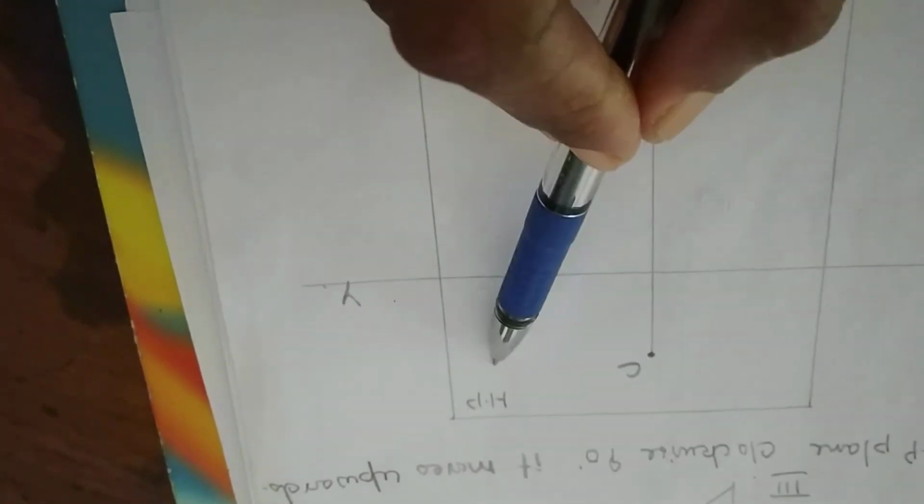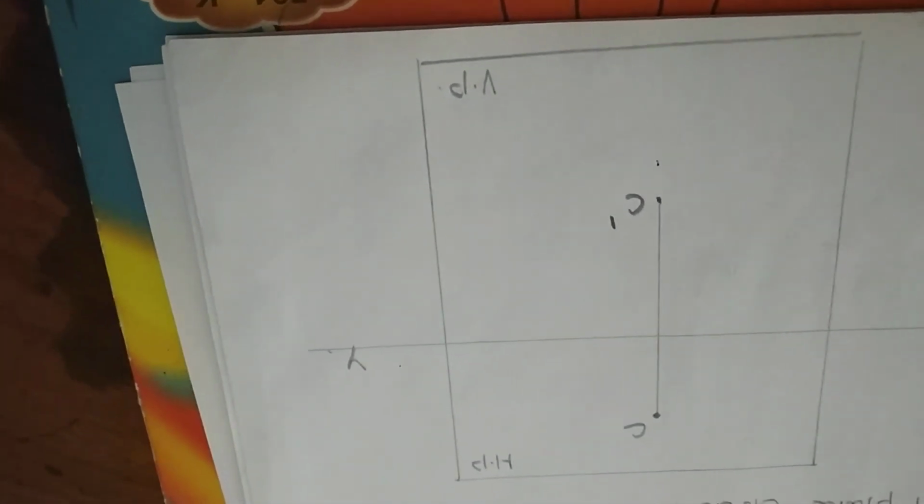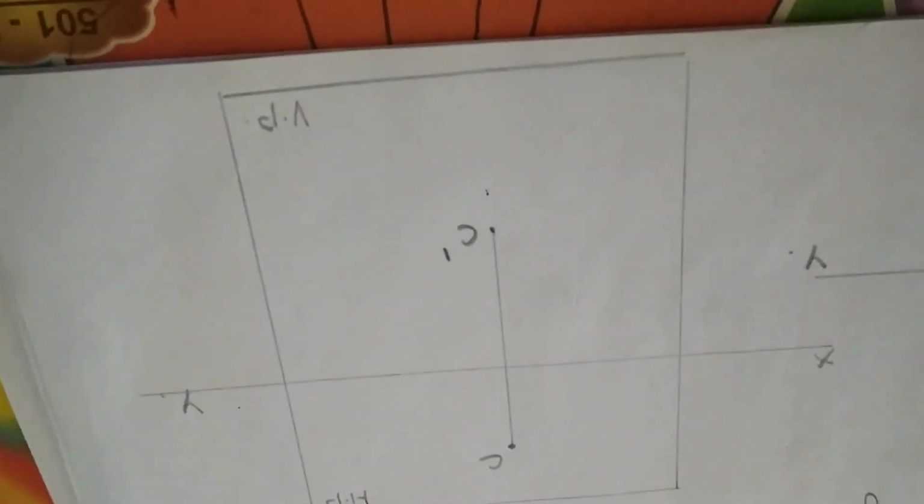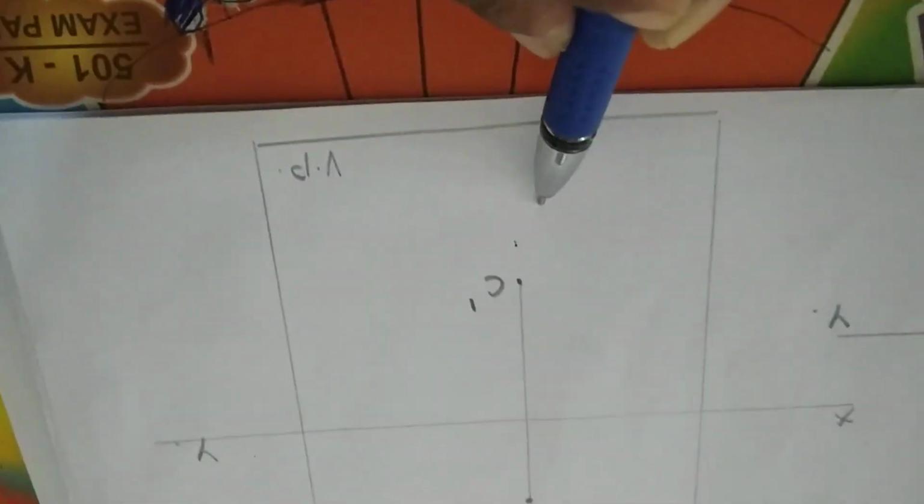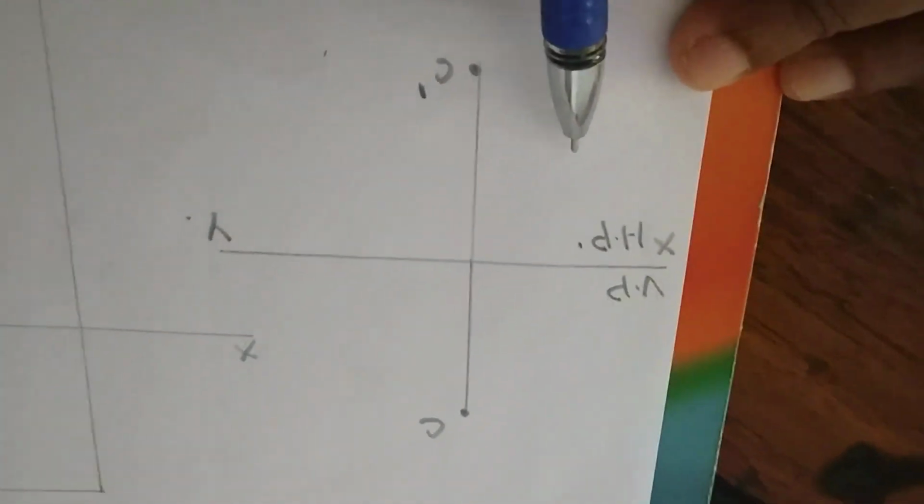So this is my HP, VP plane. In the third quadrant or third angle projection, HP comes on the front, VP comes down, while in the first angle or first quadrant, VP comes here, HP there. So it's vice versa. First and third quadrant always have to be vice versa. So you have your top view as C and front view as C dash. This is my orthographic projection, C and C dash.